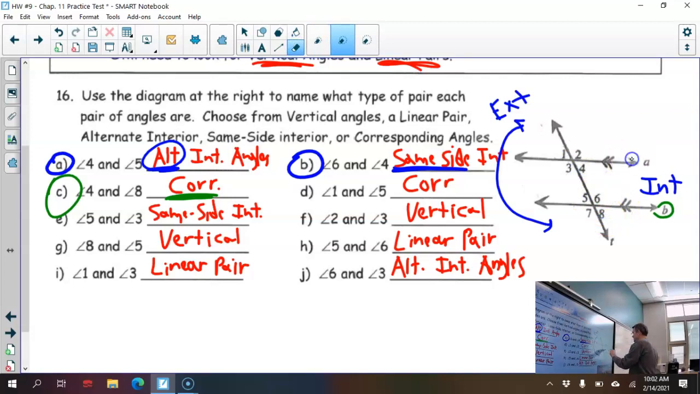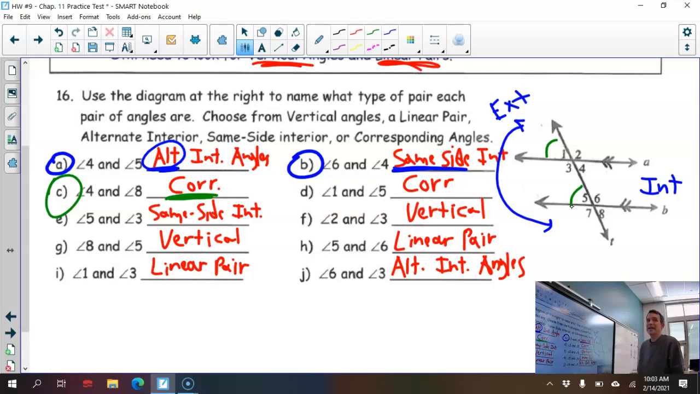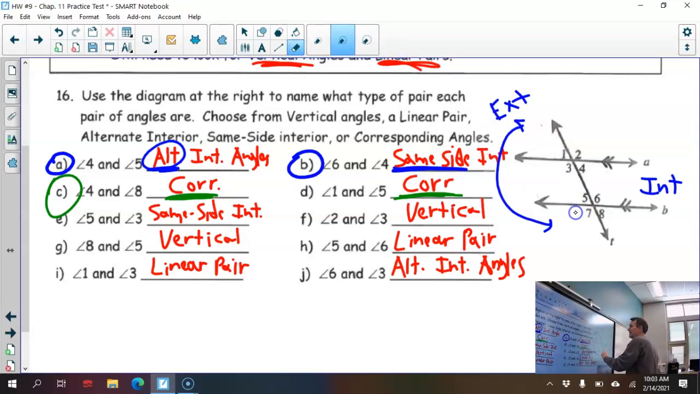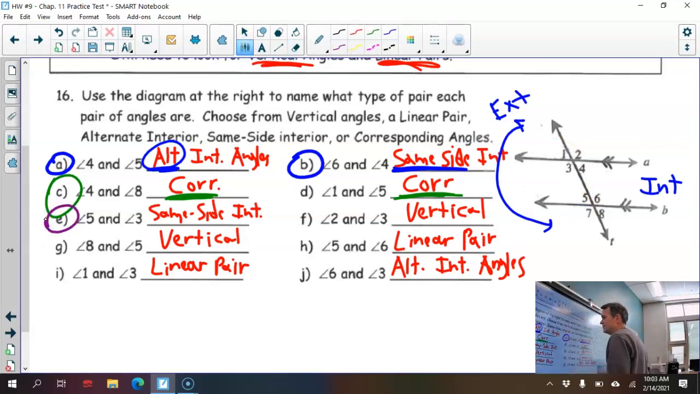Letter D. Letter D is angle 1 and angle 5. Two in a row. Those both sit to the left of the transversal and above their line, right? So left and above, they also sit in corresponding position, which is like the same position, left and above. This brings us to number 5, or letter E, I mean. So letter E, 5 and 3, those are both interior and on the same side of the transversal, so same side interior.